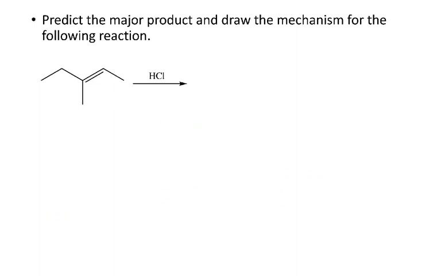All right, so in this example, we want to predict a major product and draw the mechanism for the following reaction. This should be Markovnikov addition because I'm just adding HCl. I don't have any peroxide that would indicate an anti-Markovnikov addition. So the chlorine should add here, the hydrogen should add here, and my major product should be the following.